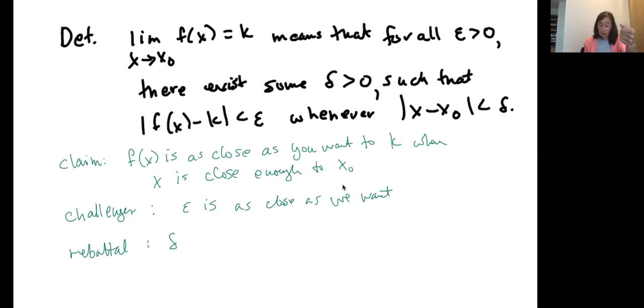You tell me how close you want the f of x to be to k, and I tell you how close x needs to be to x0 in order for not just x, but all the x's in between x and x0 to have functional values that are less than epsilon away from k. Okay. So the conversation frame tends to help a little bit.